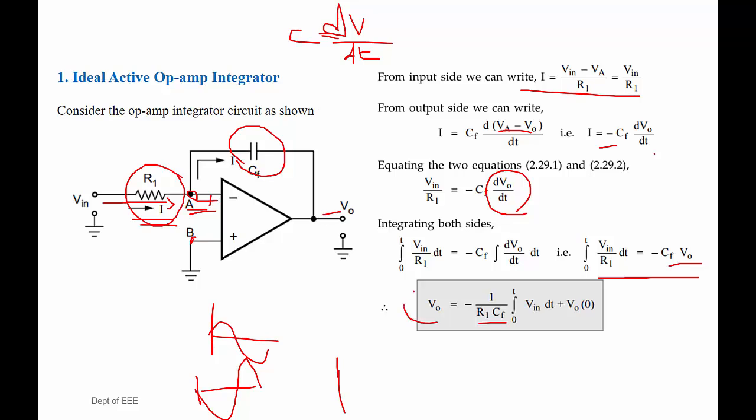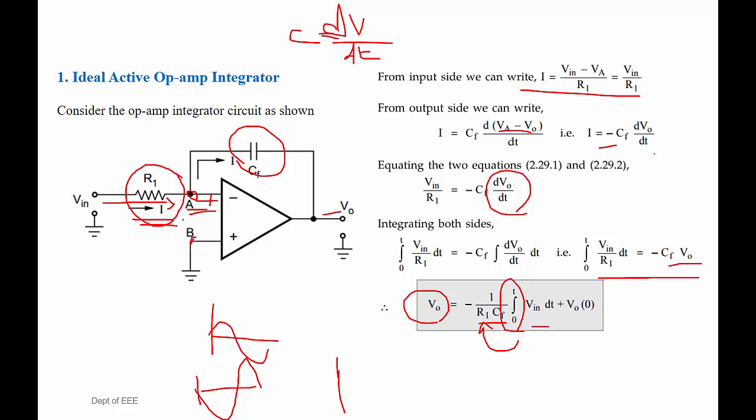If you see the output equation, the output voltage V naught is in terms of the input voltage by integration. So V naught equals the integral of V in into dt. That integration part depends upon the values of R1 and CF. By properly selecting these values, we can use it as a perfect integrator. So this is the ideal integrator.